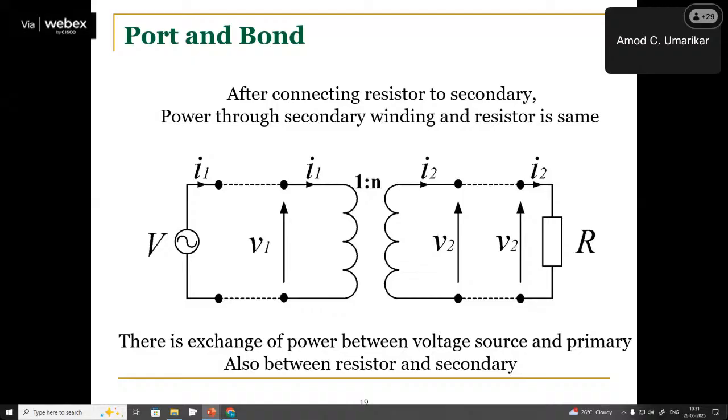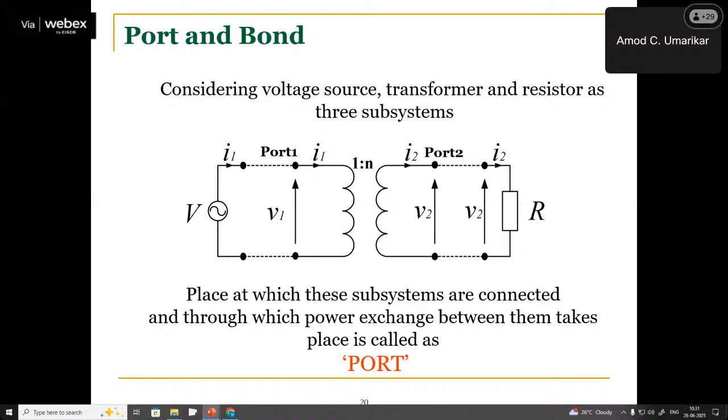So that's the idea here. We can say that these are three subsystems: voltage source, transformer and resistor. The places at which the subsystems are connected and through which the power exchange between them takes place is called a port. Clear? Yes. Okay.